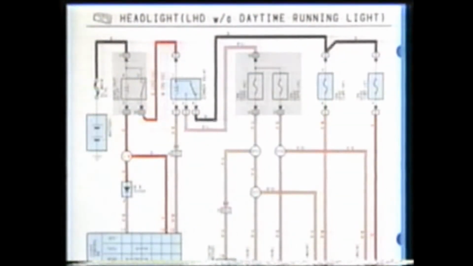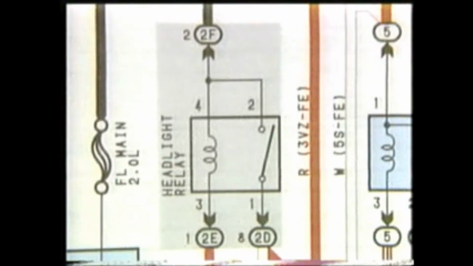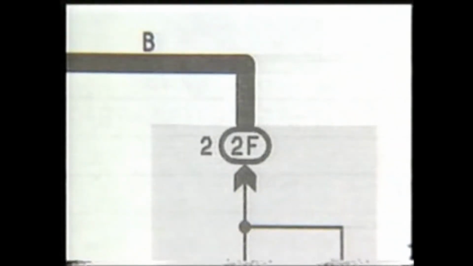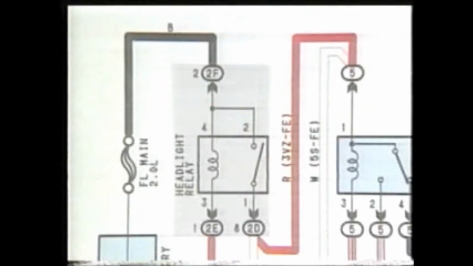The part shaded in black is a junction block. The oval indicates the connector connected to it. The number in the oval is the junction block number. The number to the side of the oval is the terminal number. In this case, for example, the wire harness from the fusible link is connected to the number 2 terminal of the connector for 2F of junction block number 2.